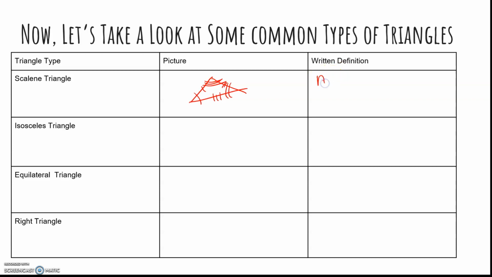So all of our sides and angles will be different. An isosceles triangle is a triangle that has two sides and two angles that are the same.